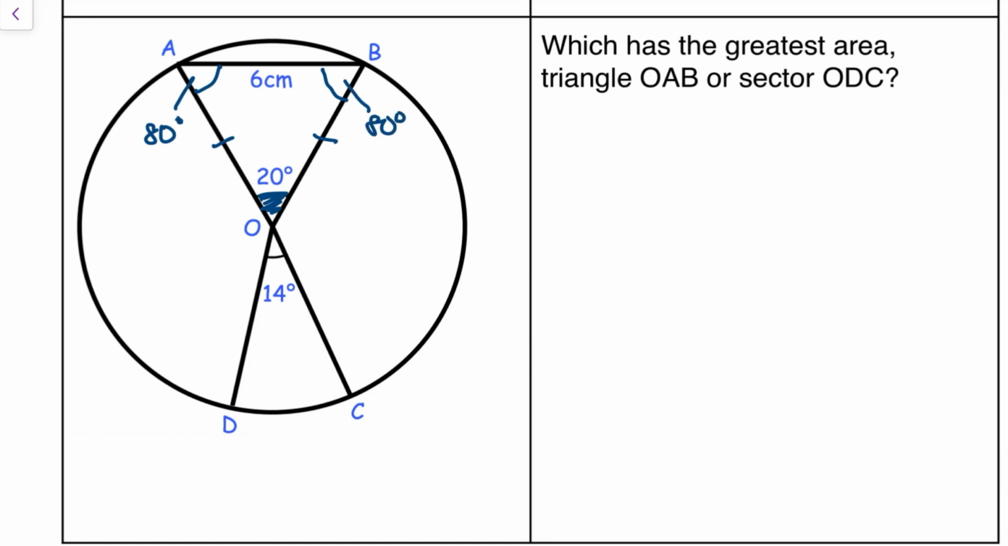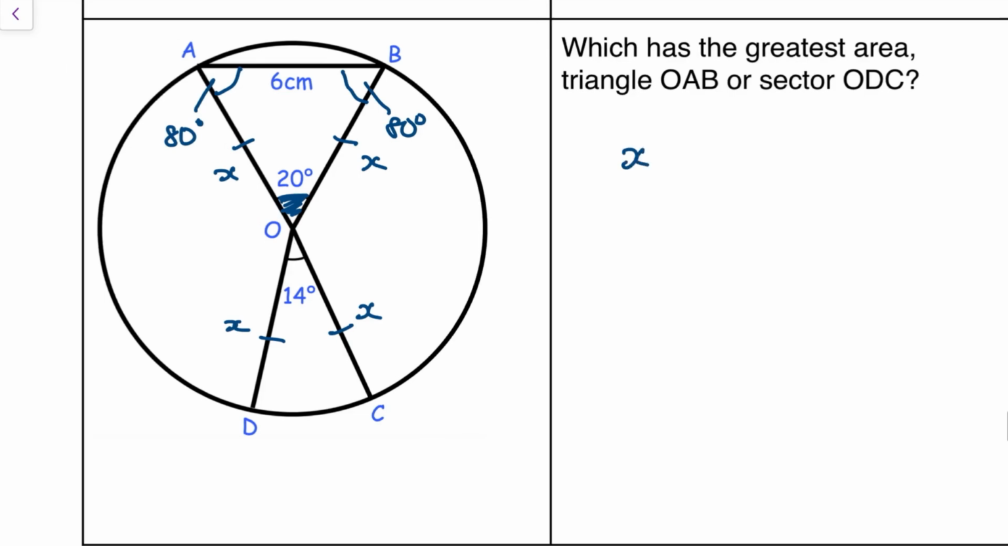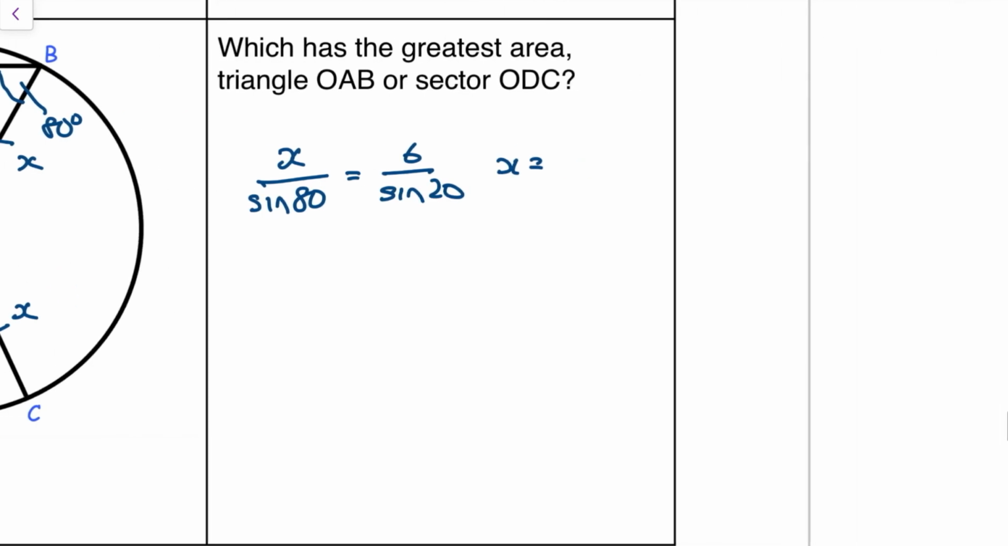I'm finding it difficult to spot what to do there to start, which means I can use the sine rule to work out the radius, which of course I'm going to need here and here. So my x or r, whatever I want to call it, is my radius. So sine rule for the triangle at the top tells me that x over sine 80 is equal to 6 over sine 20, which means that x is equal to 6 sine 80 over sine 20.